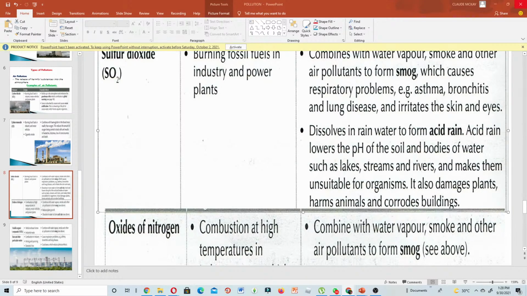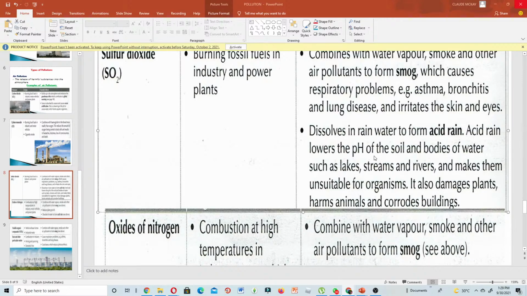Yes, students. Right. Somebody was asking what I am referring to. I'm referring to the gases. I'm saying that these gases can cause those problems, skin irritation and eye irritation. What that means is that persons can experience some form of burning in their eyes.